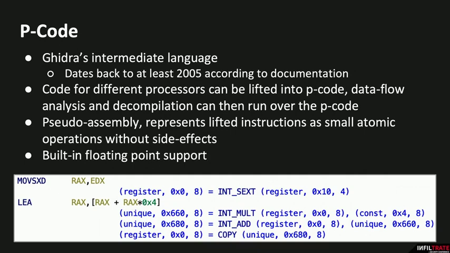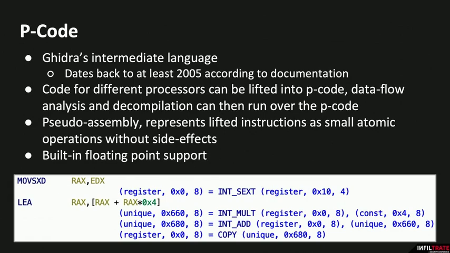P-code is a pseudo-assembly, so it represents lifted instructions as small atomic operations without side effects. So side effects are made explicit. So if an addition will set a register or assign a flag register, they will break it up into the addition, and then they'll check the result of the addition and then set the register appropriately. There's no side effects for each micro-instruction.